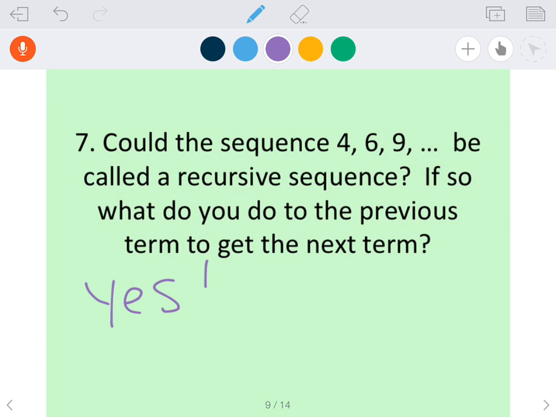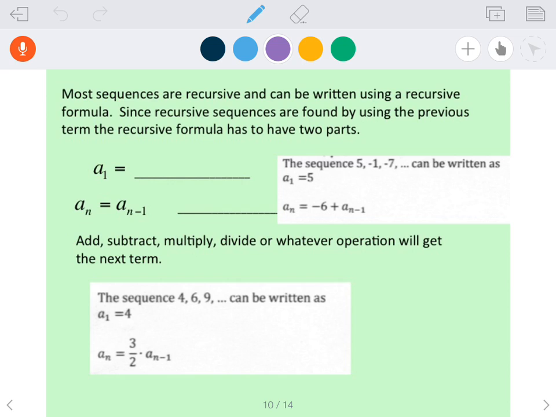Yes, you would multiply by 3/2. Most sequences are recursive and can be written using a recursive formula.